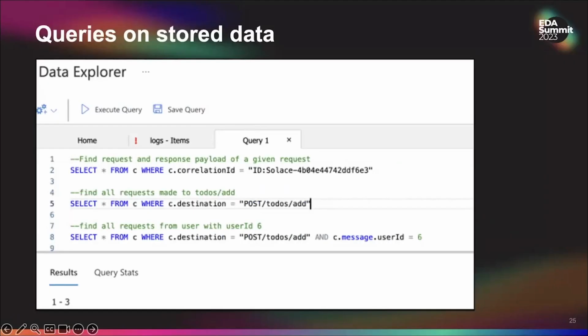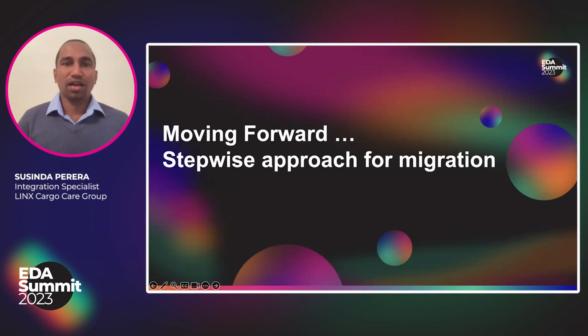Further, you can search with multiple fields. For example, to find out how many times a particular user, let's say the user with user ID 6, called the to-do/add API. So likewise, you have endless possibilities with data engineering with this approach. Okay, I hope you got some idea about the pilot project. Now let's see how this exercise can be extended for our migration plan.